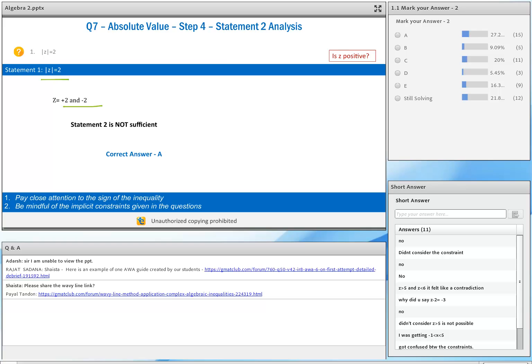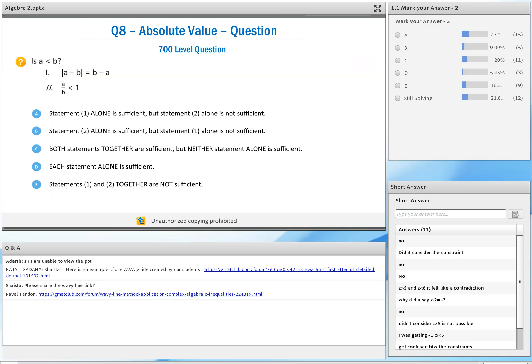All right. Let's move on to question number 8. Can you click on still solving, please? All right. Go ahead. Start solving the question.